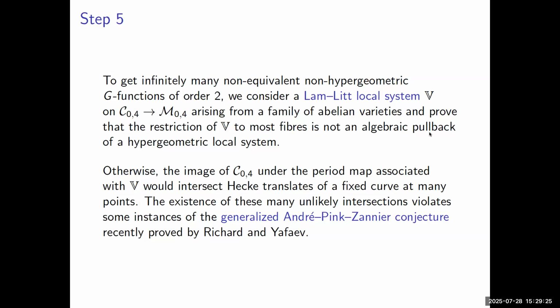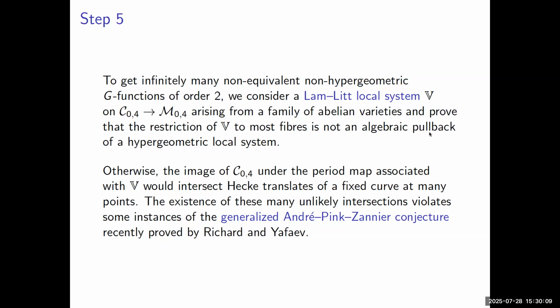And each of these points, so you pick one point where the fiber is hypergeometric, and every other point where the fiber is isomorphic to this one is going to be in the same Hecke orbit, generalized Hecke orbit, of the first one. So if there are infinitely many, this means that you will have inside of the period domain, which is in this case a Shimura variety, a curve whose Hecke translates intersect at many points, like infinitely many points.